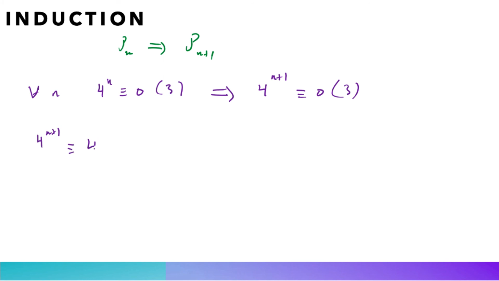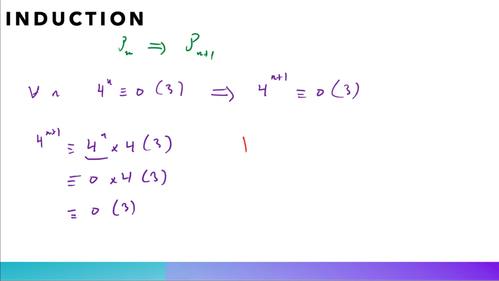Indeed, suppose that for every positive integer n we have 4 to the n is congruent to 0 modulo 3, then we must have that 4 to the n plus 1 is congruent to 0 modulo 3. We know from congruences that 4 to the n plus 1 is congruent to 4 to the n times 4 modulo 3, which gives actually 0 times 4 modulo 3, because here we suppose that 4 to the n is congruent to 0 modulo 3, and this gives us 0 modulo 3 too.